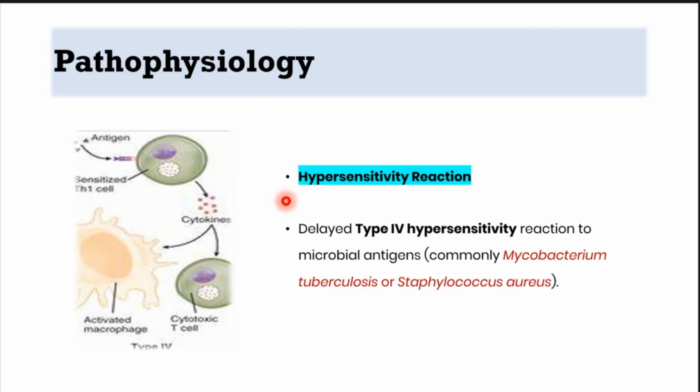It is basically a delayed type, type 4 hypersensitivity reaction. The T helper 1 cells secrete cytokines. These cytokines then activate the macrophages and the cytotoxic T cells, and this can ultimately cause macrophage accumulation at the site of sensitization. This accumulation of lymphocytes and macrophages leads to nodular formation, and those nodules formed in the cornea or in the conjunctiva are referred to as phlyctens.